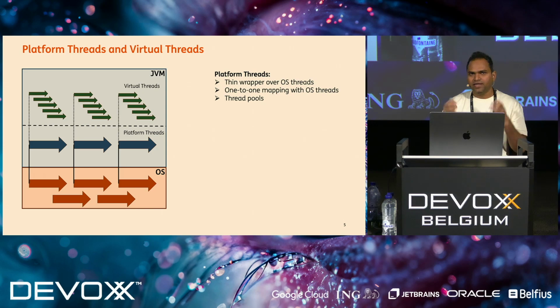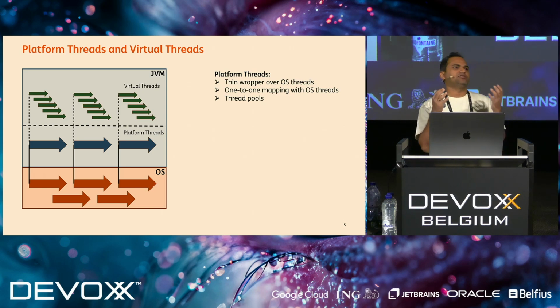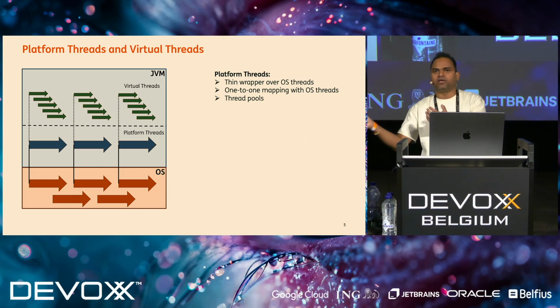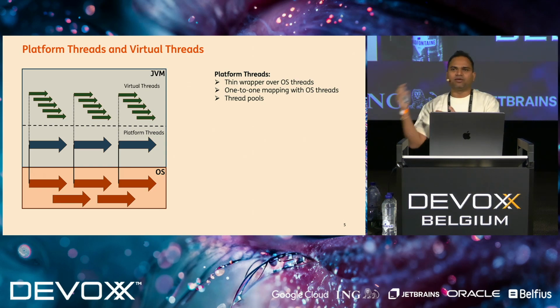Also, creating a platform thread is a resource-intensive task. So you don't want to do that too often. When you have a platform thread and when you don't need it, you don't want to throw it away. So you put it in a pool so that the next time you need it, you can get it from the pool.